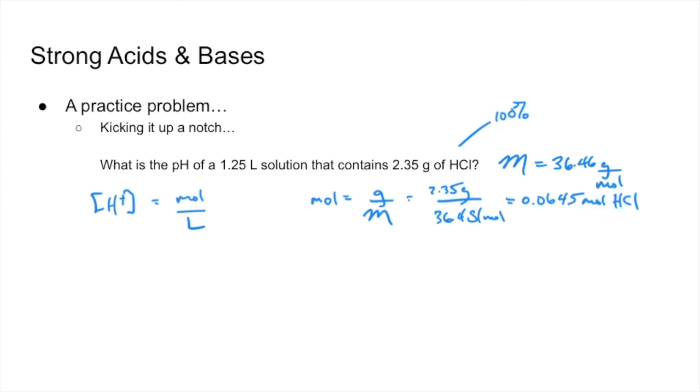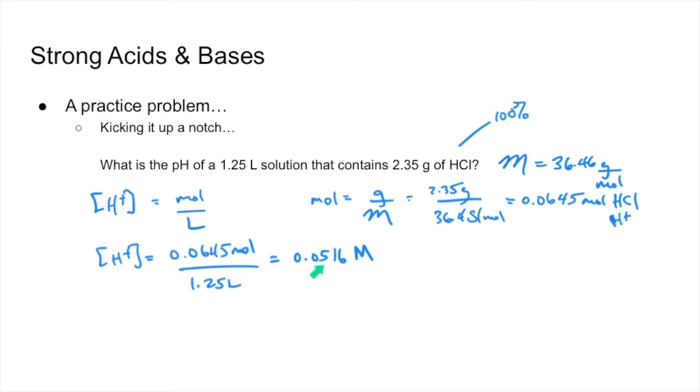Okay, it's the moles of HCl. It's also the moles of the hydrogen ion, right? Since it comes apart completely. So that means I now have this value up here. I can calculate that. So my hydrogen ion concentration is 0.0645 moles, and my liters is 1.25 liters. So to 3 significant figures, 0.0645 divided by 1.25, 0.0516 molar. That seems pretty dilute, right?